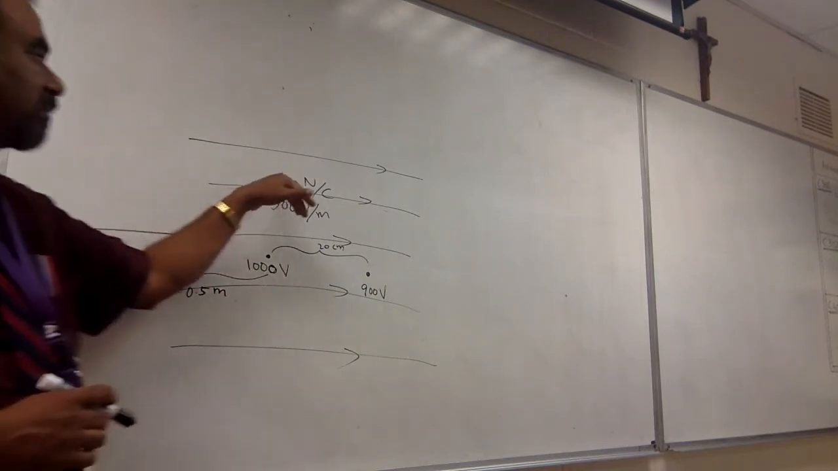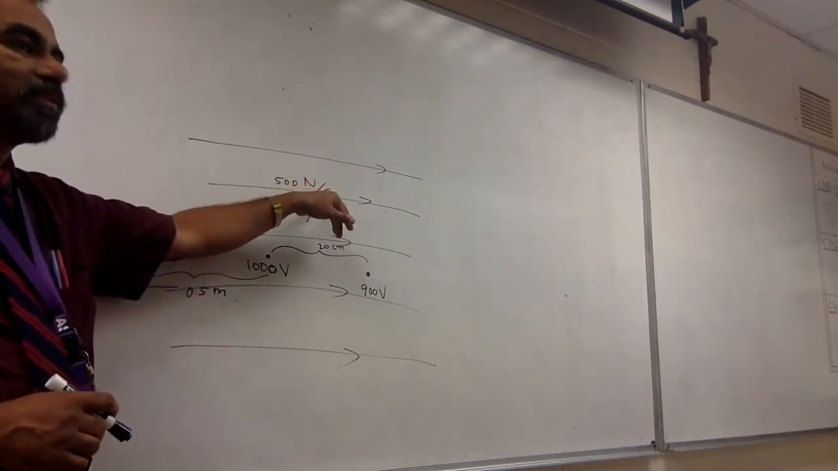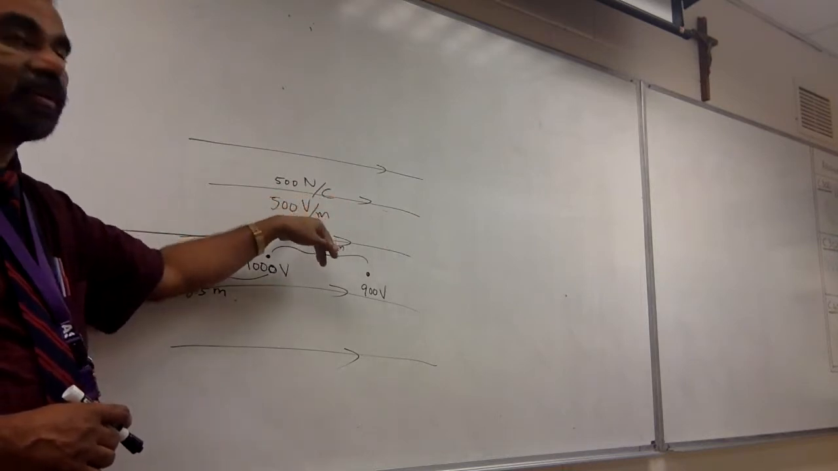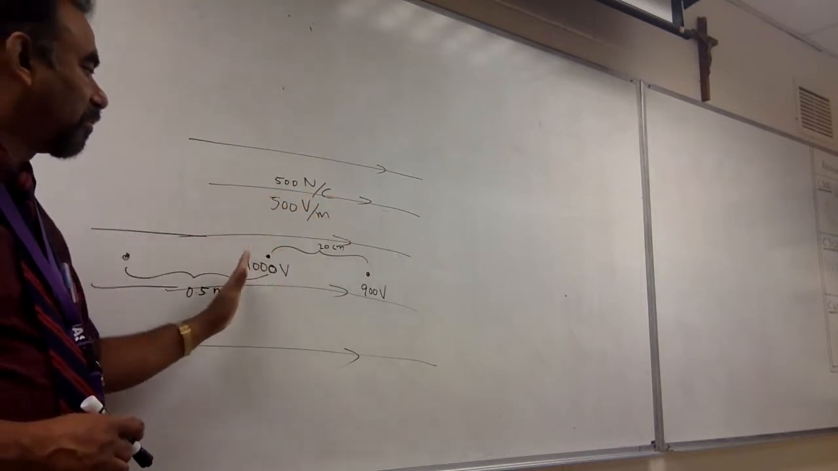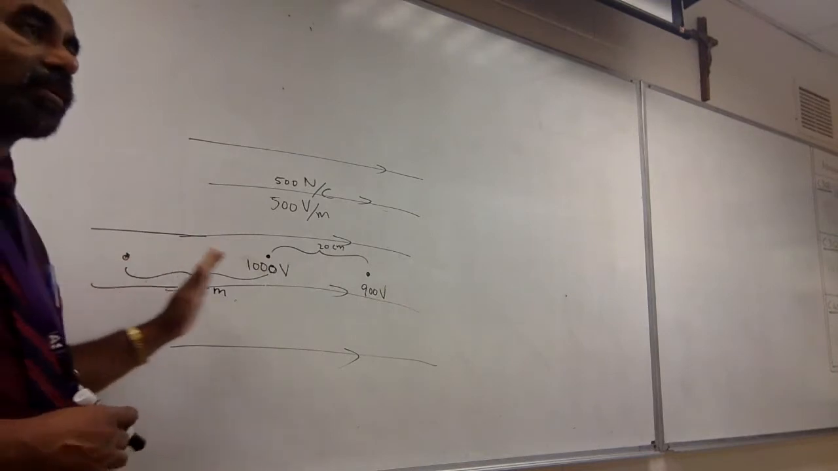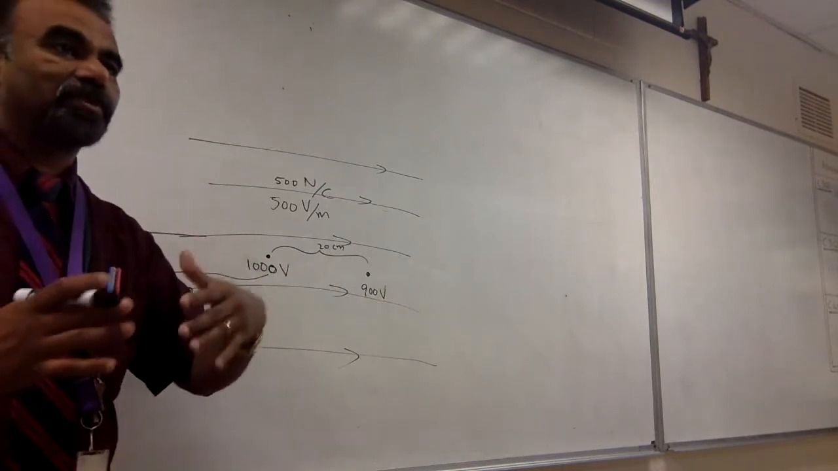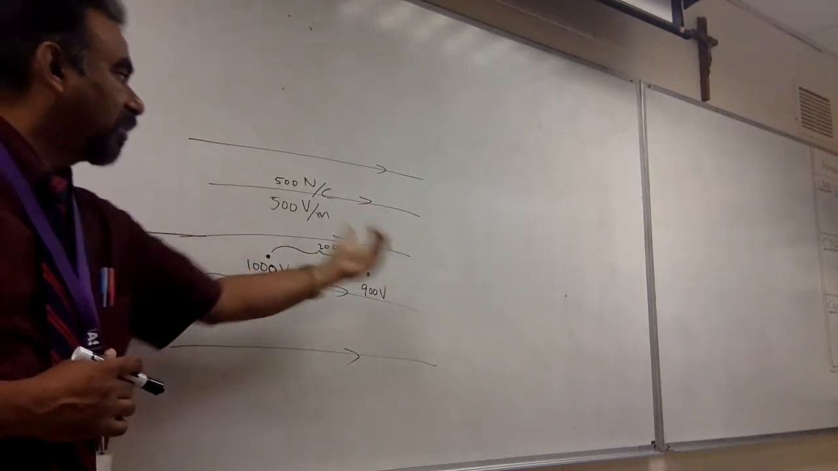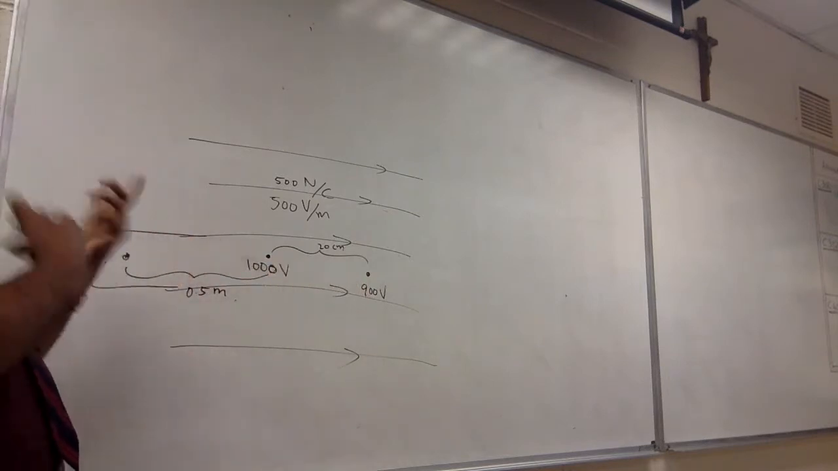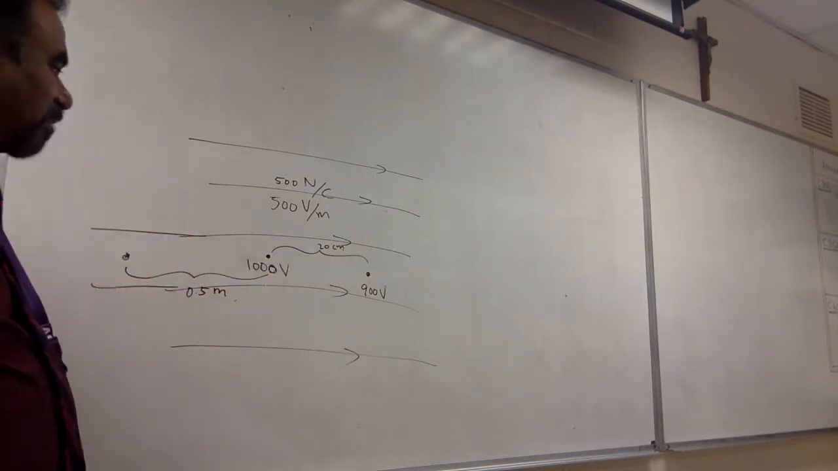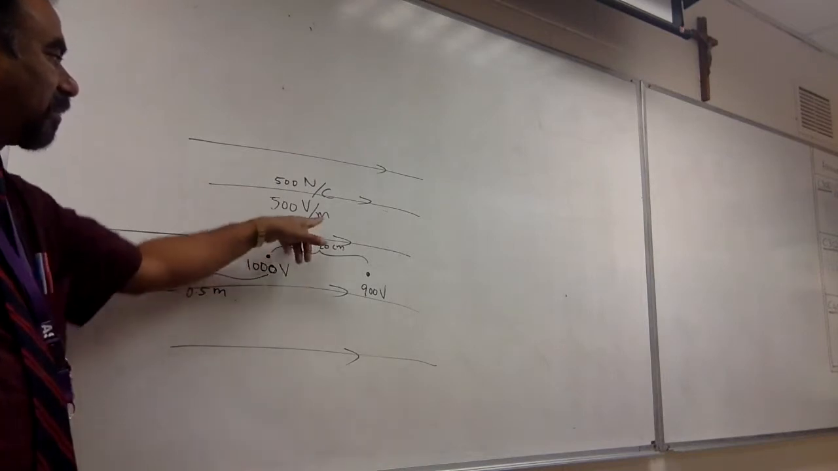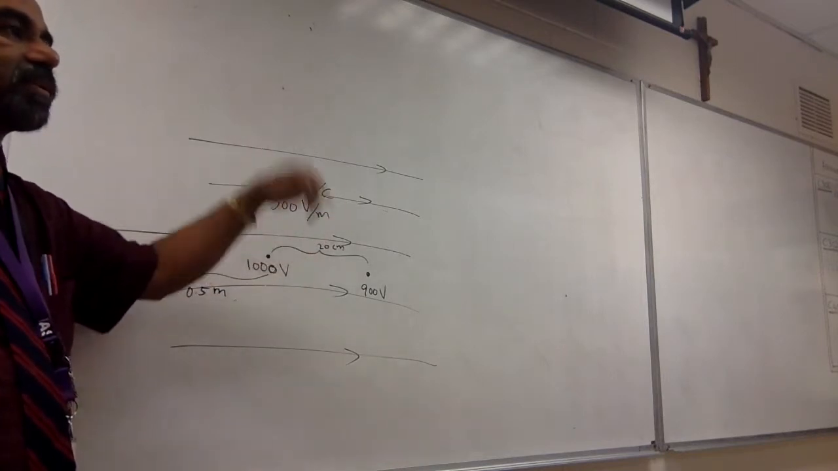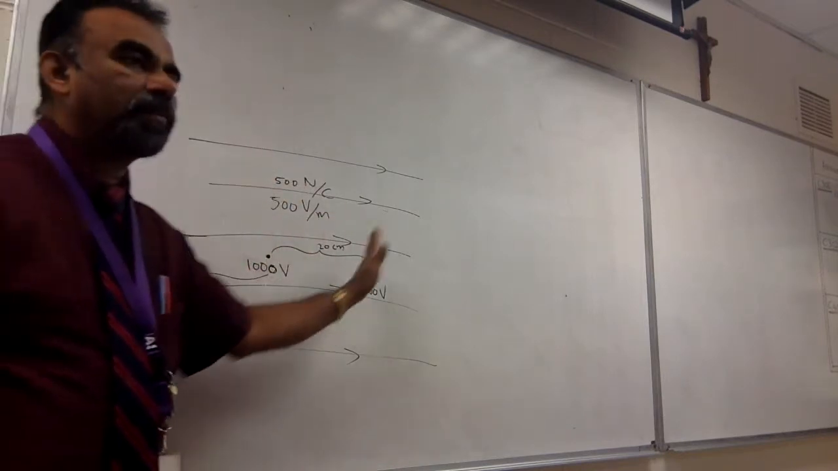The concept is simple. 500 Newton per Coulomb is the same as 500 volt per meter. And so as you go along the field or against the field, the potential is supposed to drop if you're going along the field. If you go against the field, potential is going to be increasing. And how much it is going to increase is according to this. Per meter, it's 500. So depending upon how much you go.